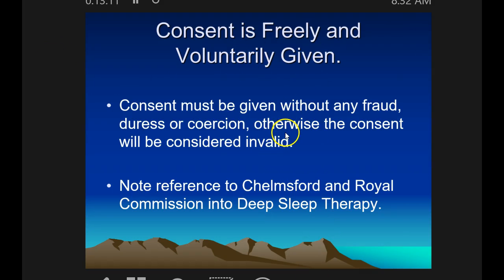So the first one, when consent is freely and voluntarily given, it must be without fraud, duress, or coercion. Unfortunately, in the annals of healthcare, there are lots and lots of examples that have illustrated that consent, on the part of patients, has been fraudulently obtained, coerced, or not fully informed. One of the most famous cases is Chelmsford Hospital, which was a mental health hospital in Sydney. There was a Royal Commission into deep sleep therapy. That's a very interesting case. You can look that one up. There was actually a Royal Commission into that.